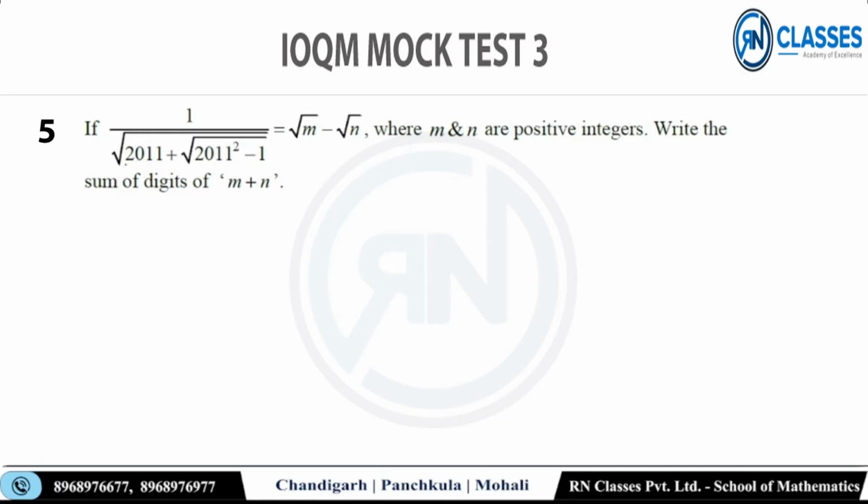If 1 by under root of 2011 plus under root of 2011 square minus 1 is equal to under root of m minus under root of n. m, n are positive integers. Write the sum of m plus n.